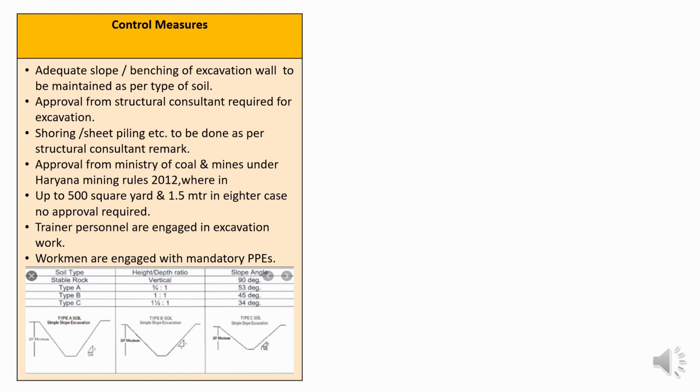The next administrative control is that trained personnel are engaged in excavation, and workmen are engaged with mandatory PPE, which is the least effective control. The image shows that if it is type A soil, then a 53 degree slope shall be maintained. If it is type B soil, then a 45 degree slope shall be maintained. If it is type C, then a 34 degree slope needs to be maintained.